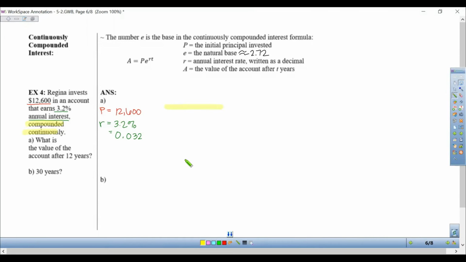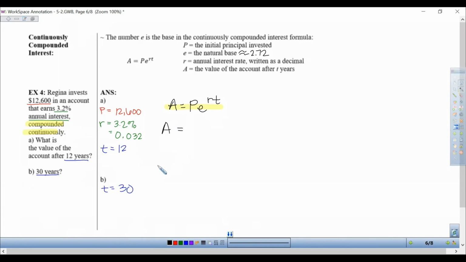That tells us that we're using the formula A equals P times E raised to the RT power. Okay. So A is asking us, what is the value in the account after 12 years? So T is 12. For B, it's asking us for 30 years. So P and R are the same. We're just evaluating for a longer period of time.